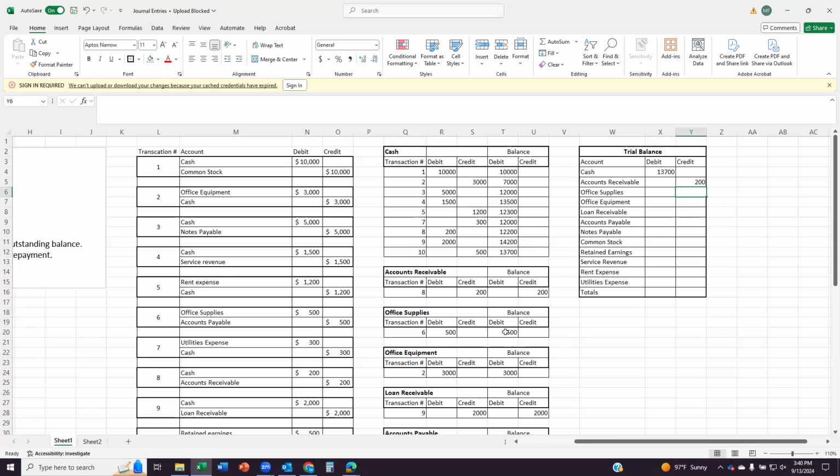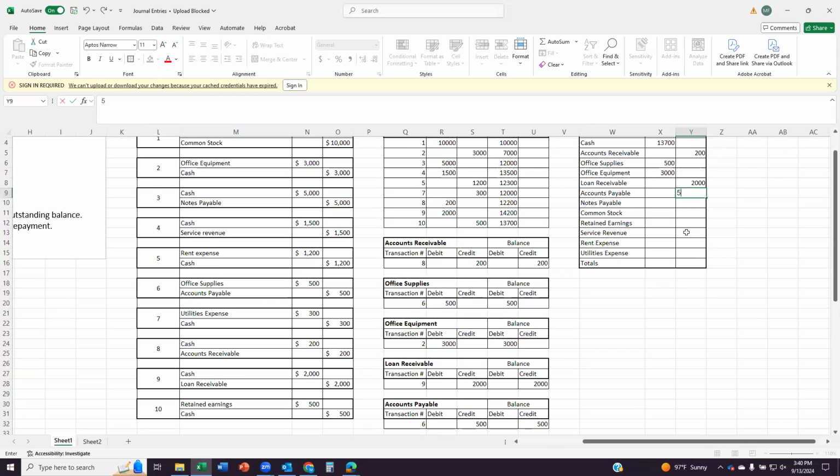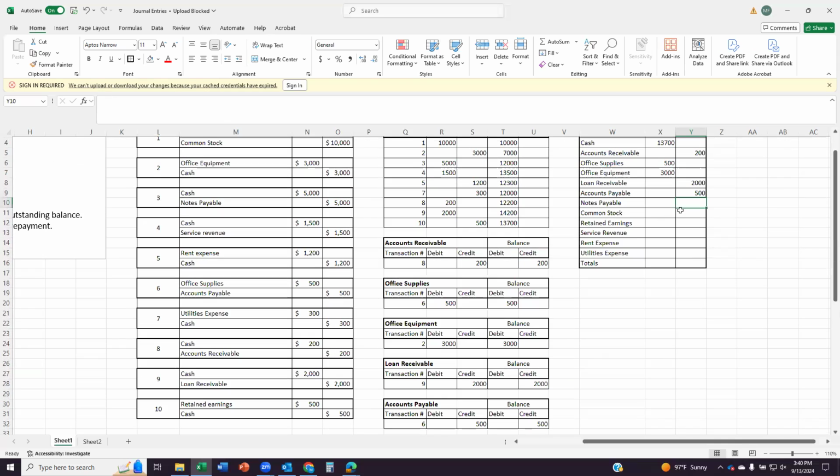Office supplies have a debit balance of 500. Office equipment has a debit balance of 3,000. Loan receivable has a credit balance of 2,000. Again, a little weird. We have an asset with a credit balance. Accounts payable has a credit balance of 500. Notes payable has a credit balance of 5,000.